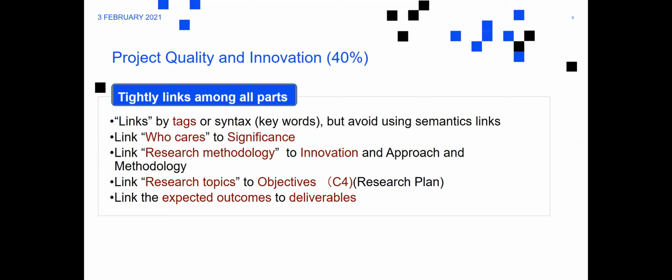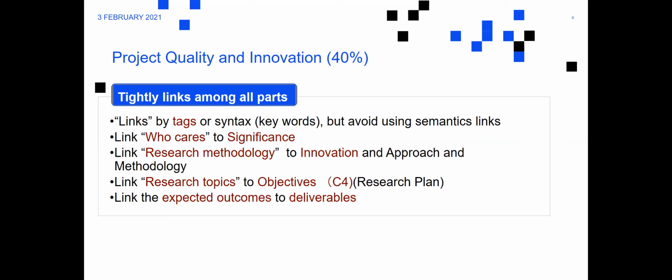Second thing, link who cares to significance. What do I mean by who cares? In the beginning, normally in the proposal you talk about what you are trying to do and why it's important. When you talk about the importance, and later on you mention your proposal is significant, you need to link them together. Also, in the beginning you talk about your research methodology, then you need a link to your innovation. Other links are important for research topics. Expected outcomes link to deliverables.